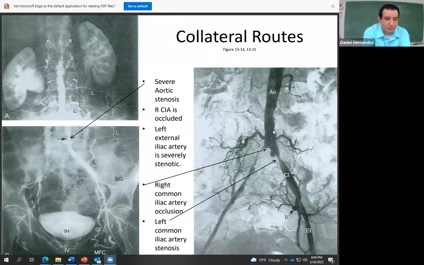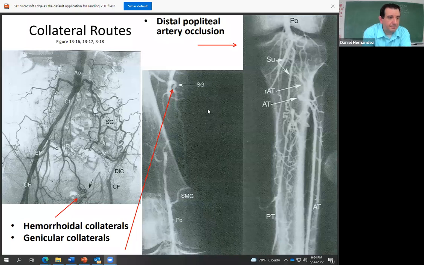This is just showing some collateral channels that have developed as a result of severe occlusion and stenosis. In this case, the right common iliac artery was occluded. You can see the aorta, no contrast filling this right common iliac artery, and a severe stenosis in the left external iliac artery. It demonstrates that collateral channels can open up in some of these other arteries as a result of major occlusion.